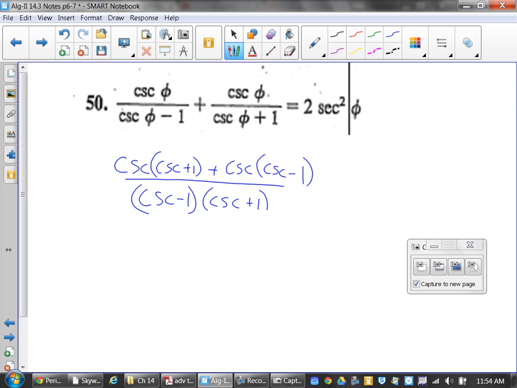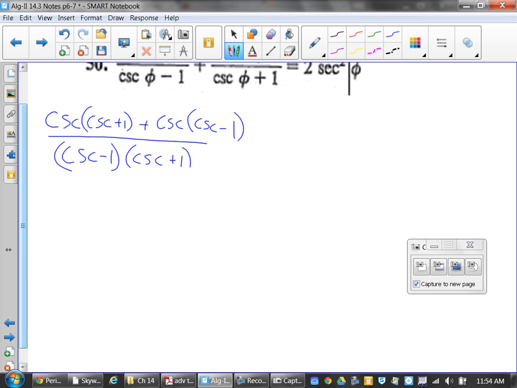So, numerator-wise now, we're going to wind up with cosecant squared plus cosecant squared minus cosecant. You okay on that? So we have 2 cosecant squared. Okay. Denominator, what's cosecant squared minus 1? It is cotangent squared. You got cotangent squared. You okay on that? How'd you go from cosecant squared minus 1? Pythagorean identity. Okay.